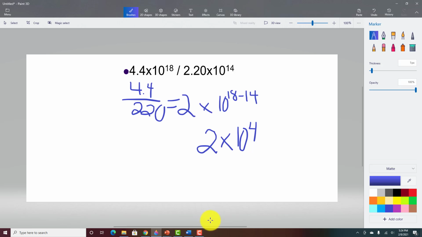Okay, so those are the 4 kinds of problems that you need to be able to do for scientific notation.